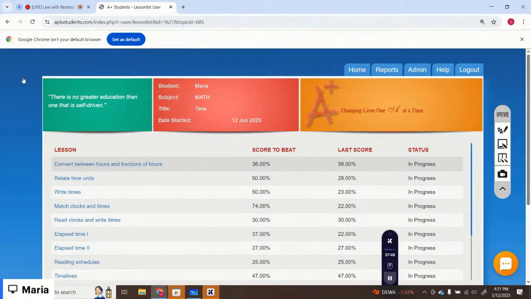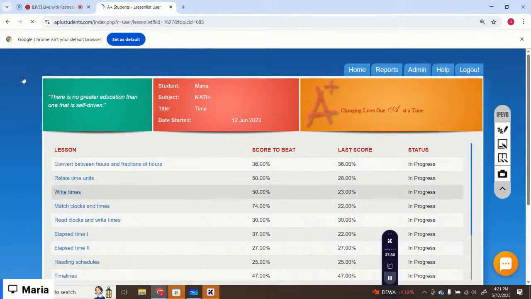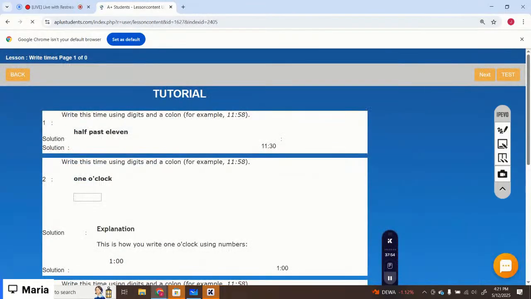The next lesson is write times. Let's just start with the lesson. Write this time using digits and a colon: 11:30. Past means the one that is gone. So 11:30 means 30 minutes gone past 11. That is 11:30.